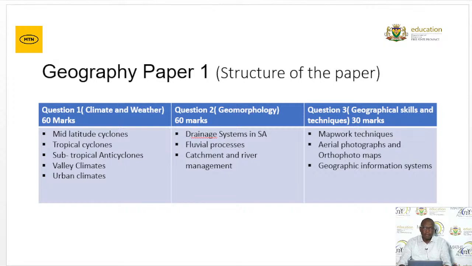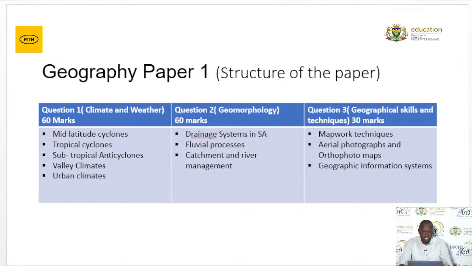Let's look at the first question, which is question 1. Question 1 is 60 marks. Remember, we said it's climate and weather. We're having mid-latitude cyclones. One must be able to understand tropical cyclones. One must also know subtropical anticyclones, valley climate, and also urban climate. Those are the subtopics in climate and weather. And question 2, geomorphology, is also 60 marks. Drainage systems in South Africa, fluvial processes, catchment, and river management. One must be able to understand all those subtopics before we write that examination on the 15th.